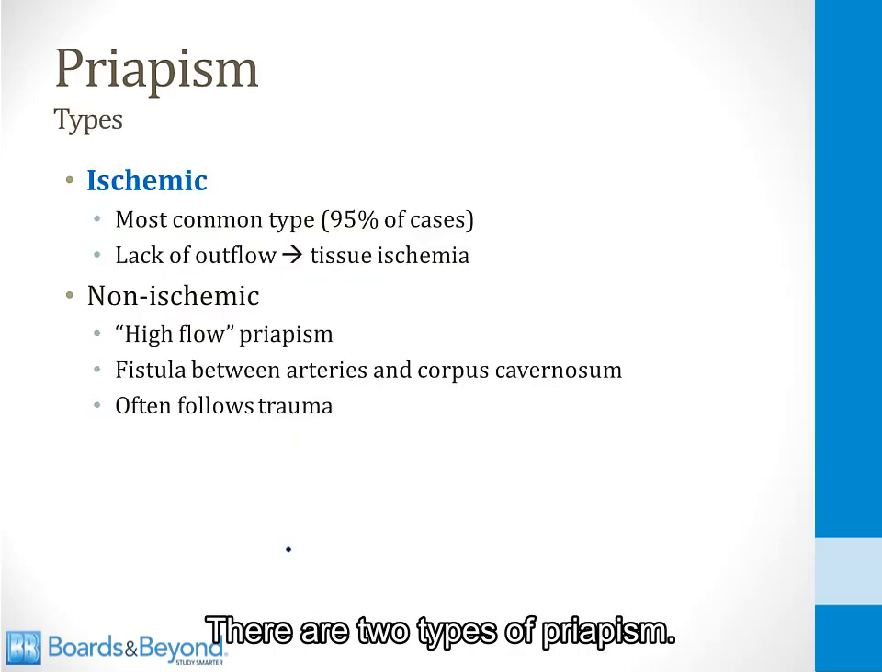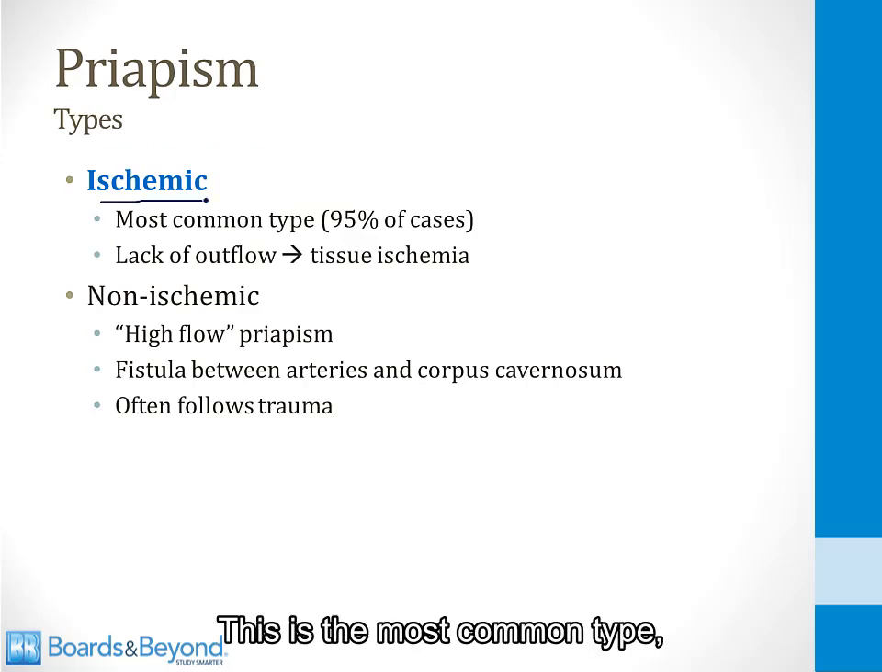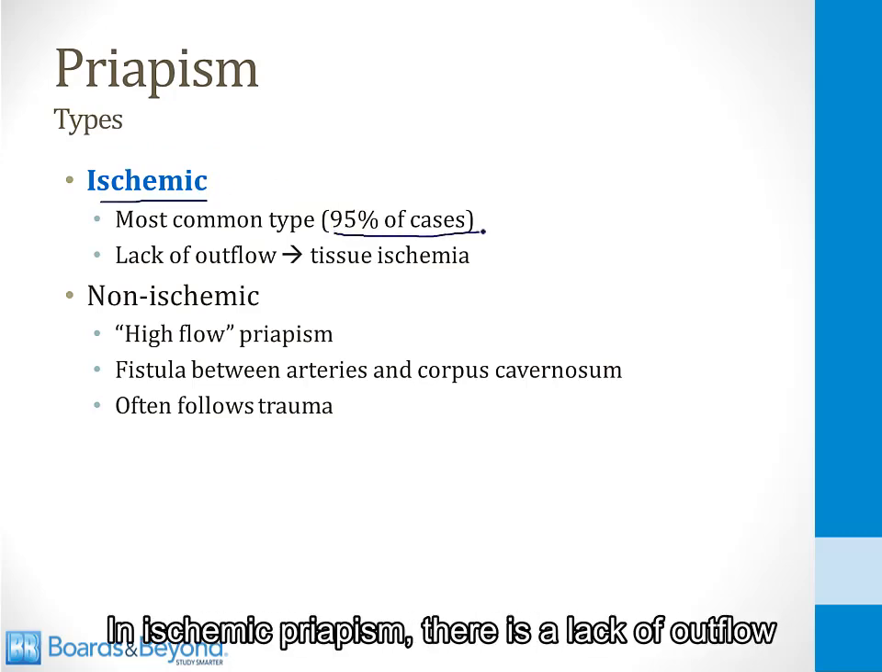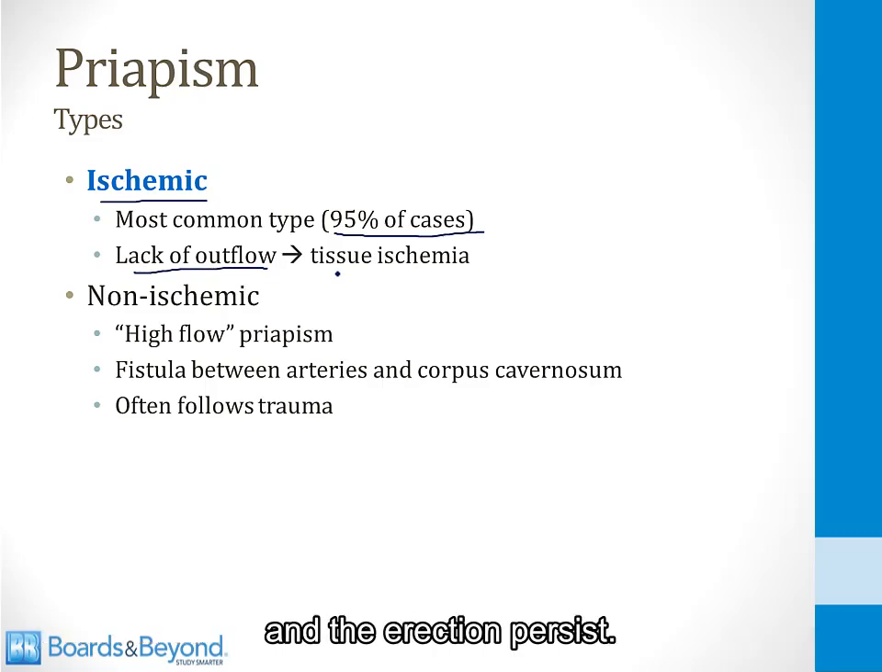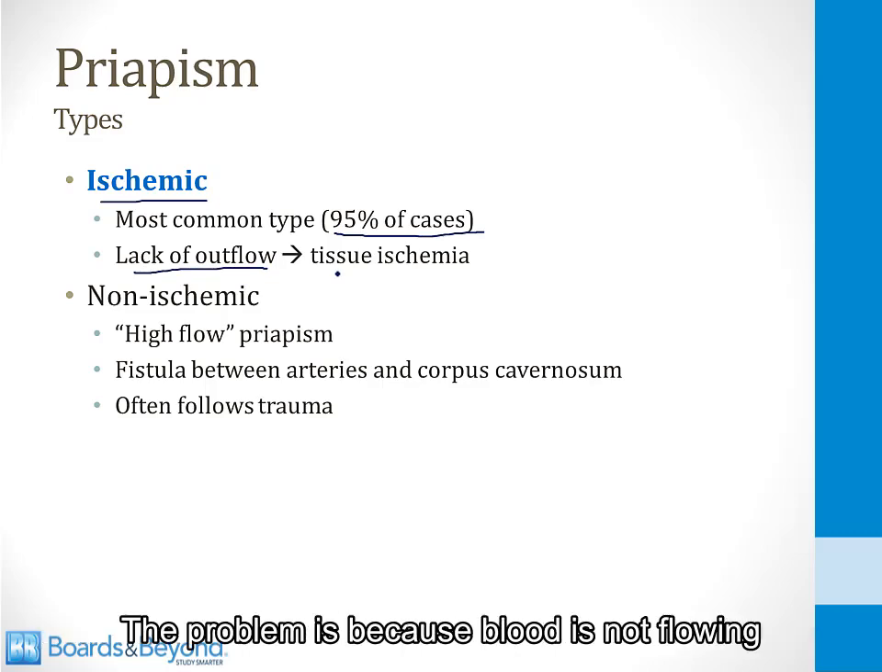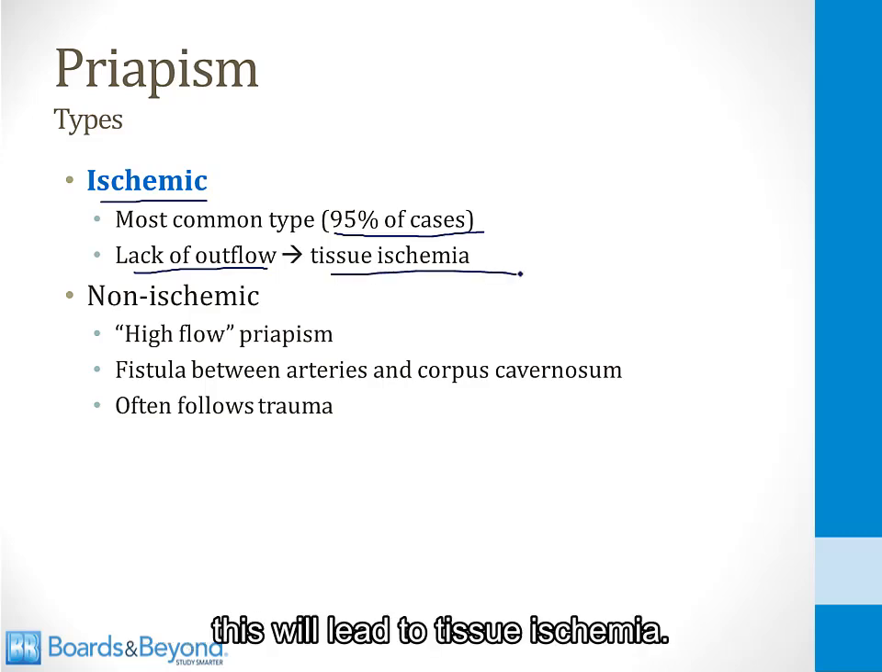There are 2 types of priapism. The first type is called ischemic. This is the most common type. It's responsible for 95% of cases. In ischemic priapism, there is a lack of outflow from the corpora so that the corpora remains engorged and the erection persists. The problem is because blood is not flowing, this will lead to tissue ischemia.